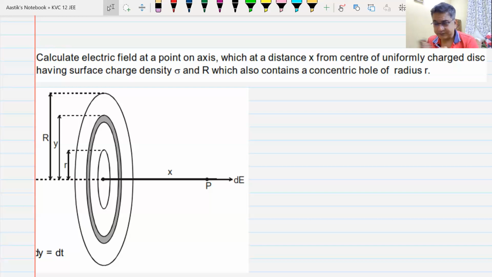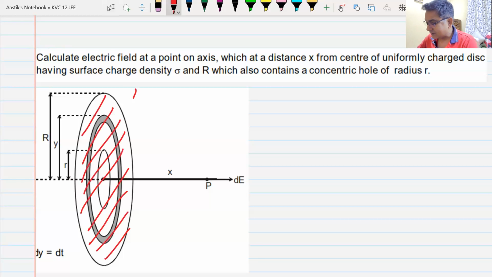So that is the hint. How did you do it? So basically I'm going to do the same thing. I'm going to imagine that there is no hole here and this entire disk is intact, and it has a surface charge density of plus sigma. Now, if this entire disk is intact, I know the electric field at the point P.